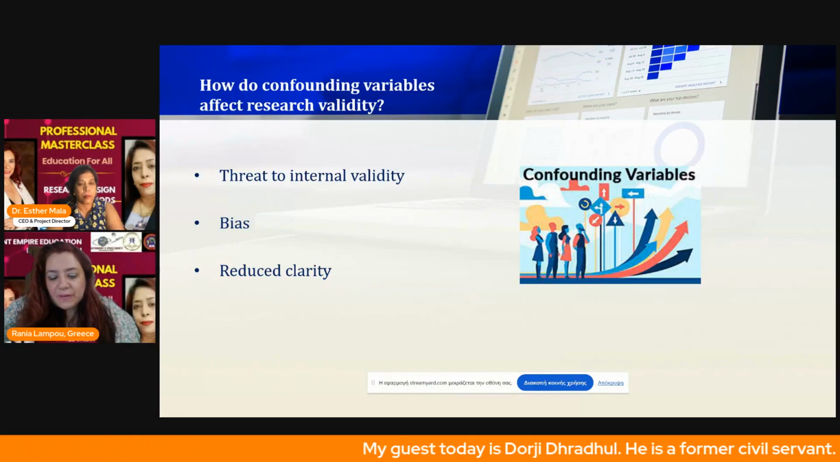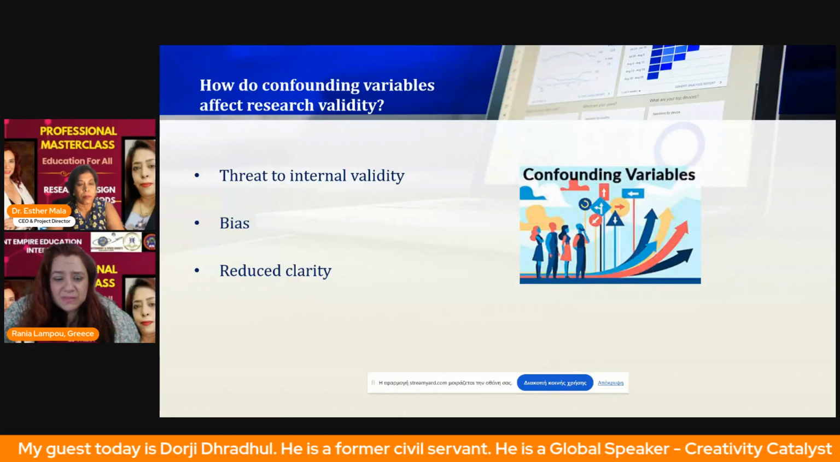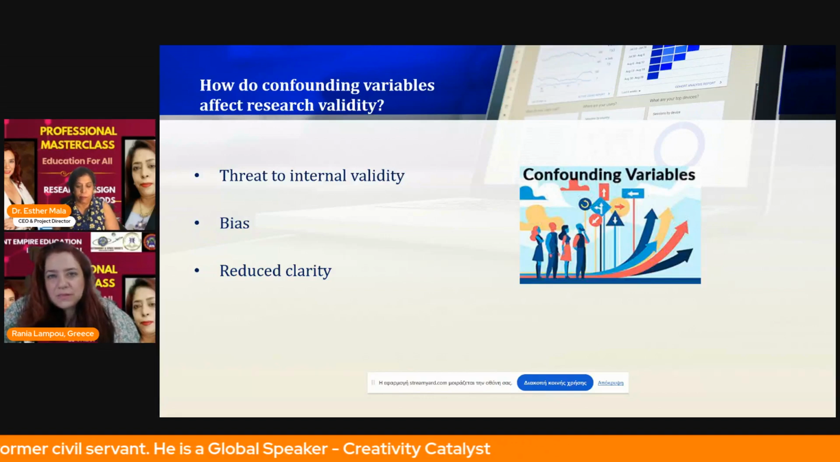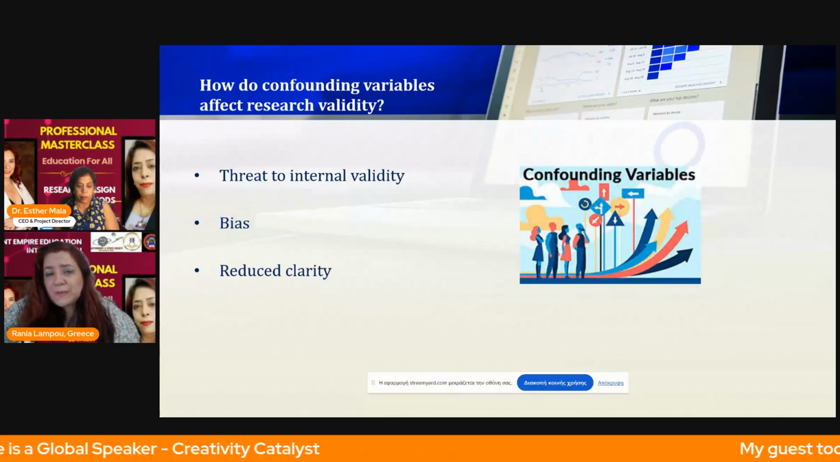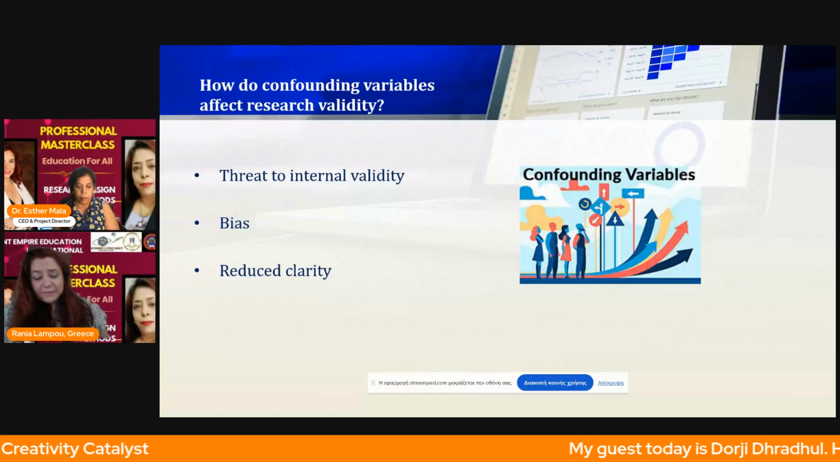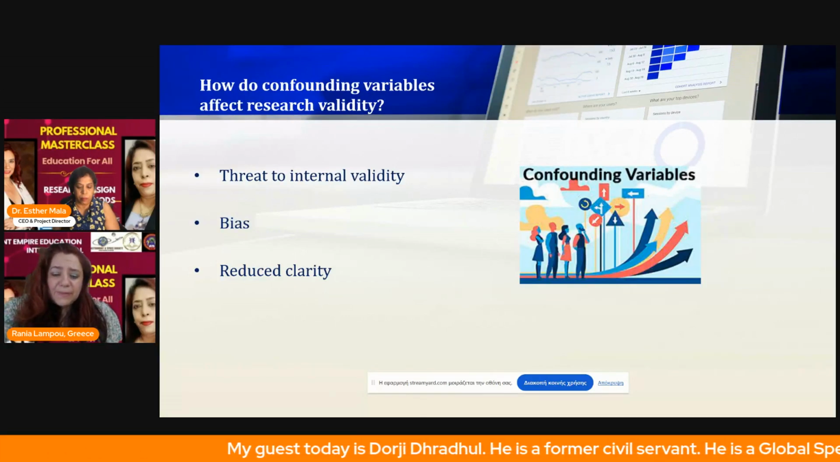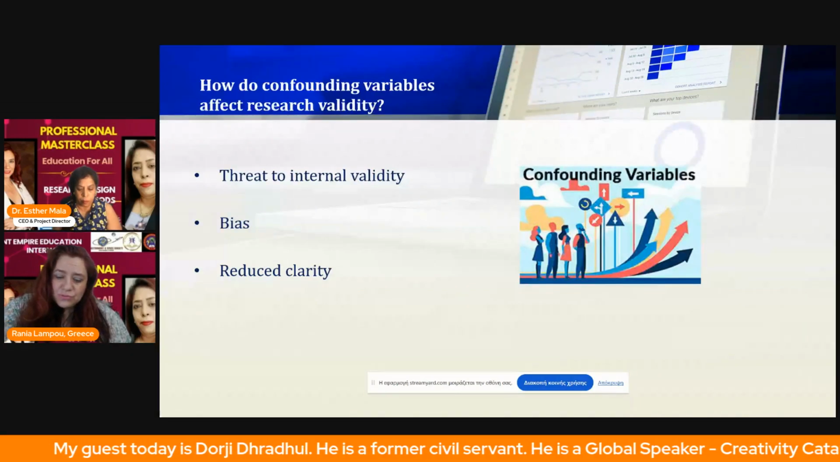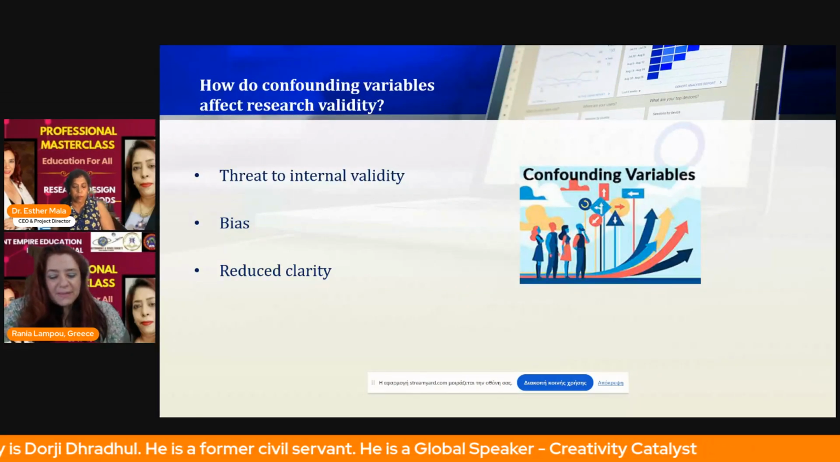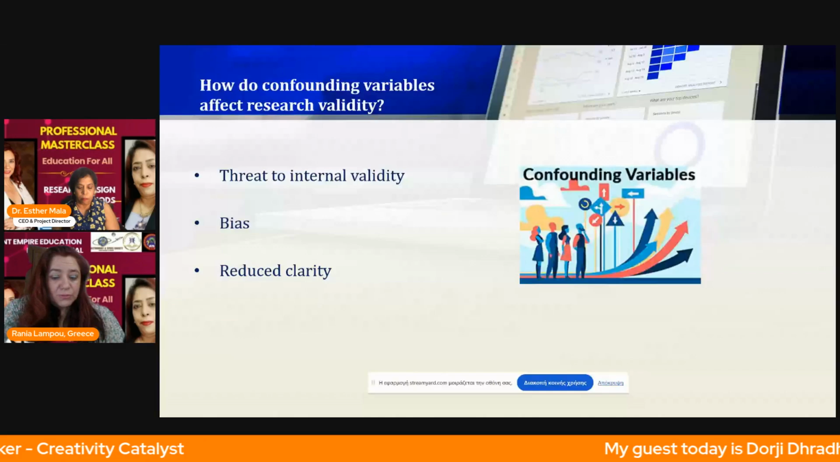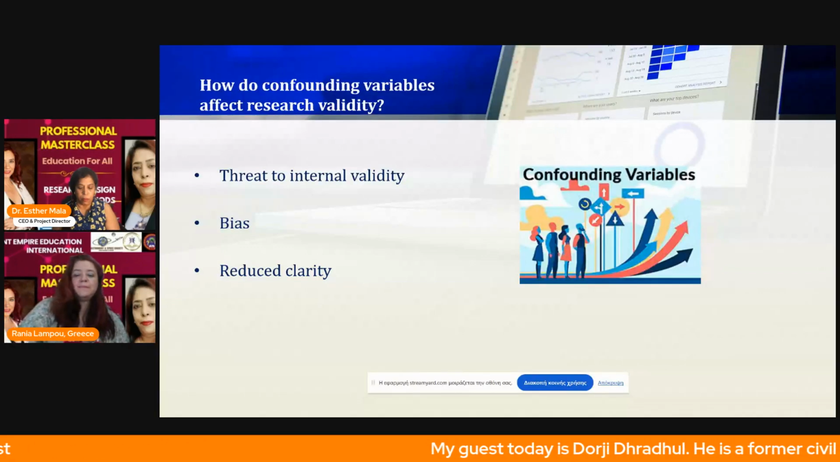Bias, because they can bias the results, leading to overestimation or underestimation of the effect being studied, and reduce clarity, because confounding variables muddy the interpretation of findings, making conclusions less reliable or valid. So, briefly, we could say that confounding variables can invalidate conclusions by mixing effects and making it difficult to determine what really caused the outcome. Controlling or accounting for confounders is crucial to maintaining strong research validity.